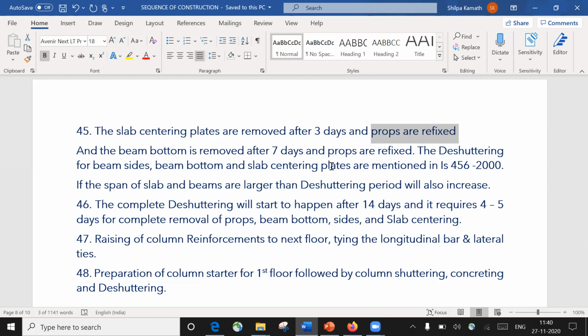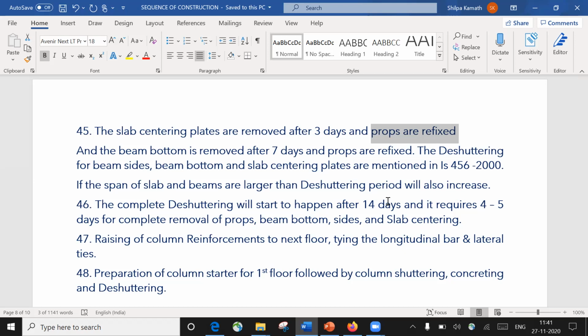Up to 14 days we are not going to do anything. All the props will remain in position, and only after 14 days will we remove everything. The complete de-shuttering will happen after 14 days. We're not going to remove any props, because we don't want any load to be transferred to the slab, since the slab has not gained enough strength. Usually it gains that strength after 28 days. Let us say M25 is the grade of your slab, so that 25 Newton per mm square of strength will be gained only after 28 days. So up to 28 days we would need to keep it.